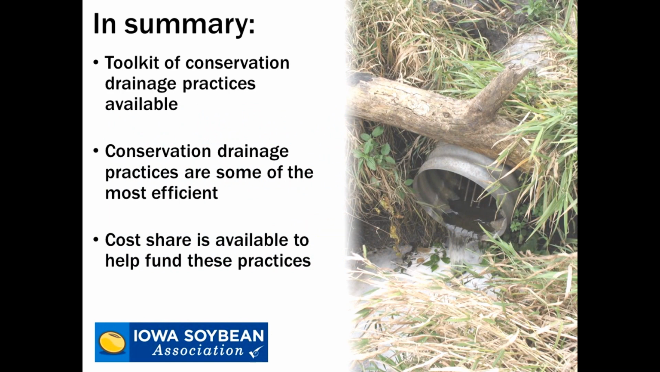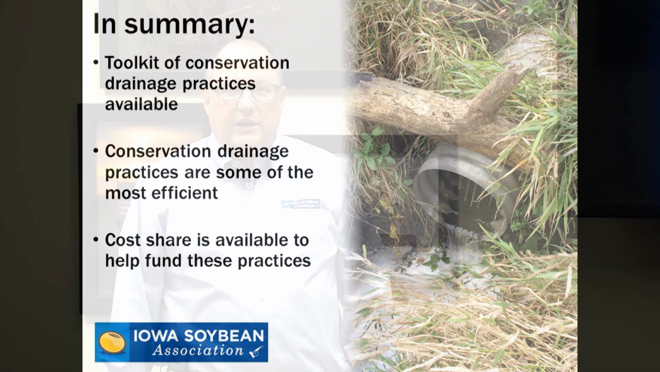So just to summarize what I've tried to cover here today, not one practice is going to work everywhere, so there's no silver bullet practice. Instead, we've got a toolkit of different practices, and so ideally we can make one of these different practices fit any different situation. These conservation drainage or edge of field practices are some of the most effective and most cost-efficient practices that we've got. And generally there's cost share available to fund these practices. And so depending on where you're located, anywhere from 50% to 100% of that cost can be taken care of through those cost share programs.